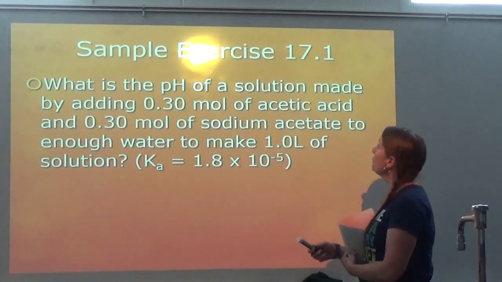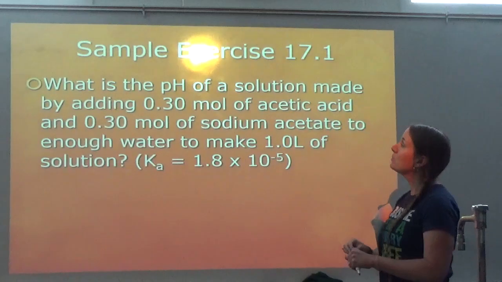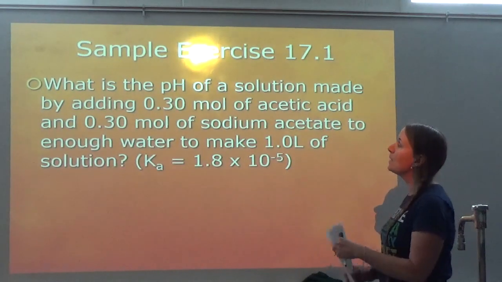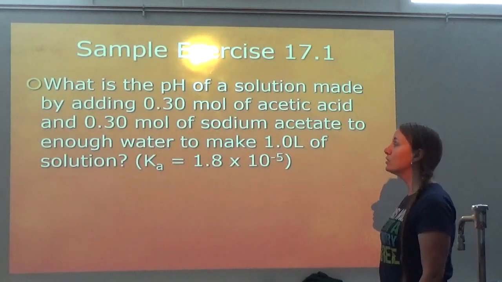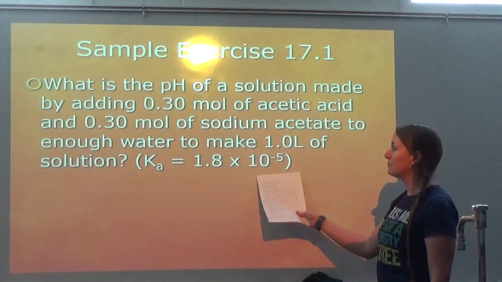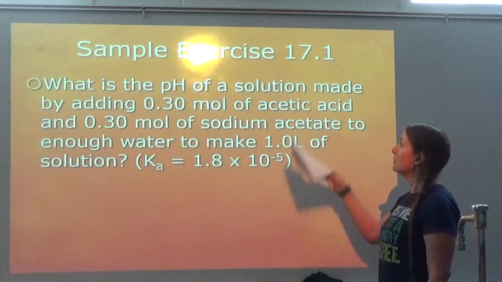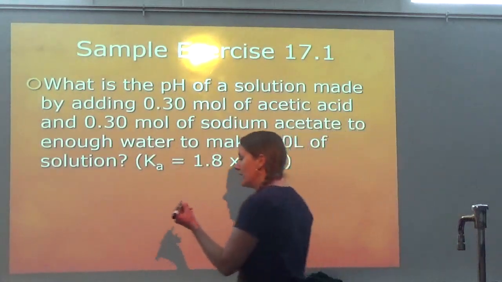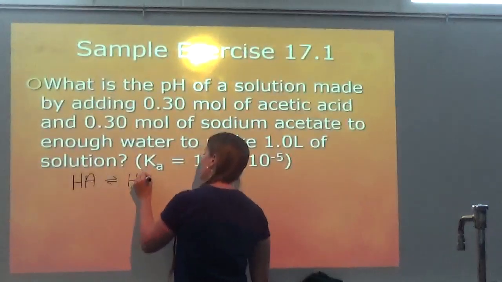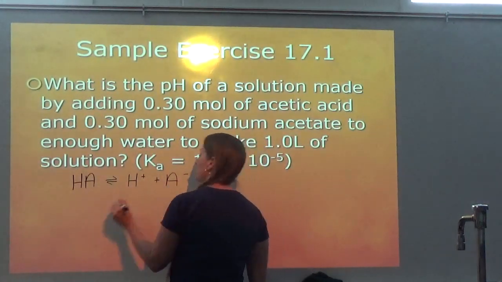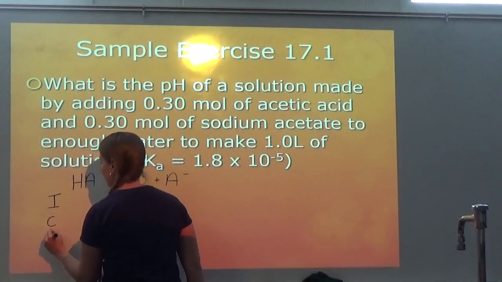It says, what is the pH of a solution made by adding 0.3 moles of acetic acid and 0.3 moles of sodium acetate to enough water to make 1 liter of solution? The Ka is 1.8 times 10 to the negative 5. All right, so we have acetic acid. So I know that I'm dealing with my HA yields H plus and A minus. I'm going to set up my ICE chart.